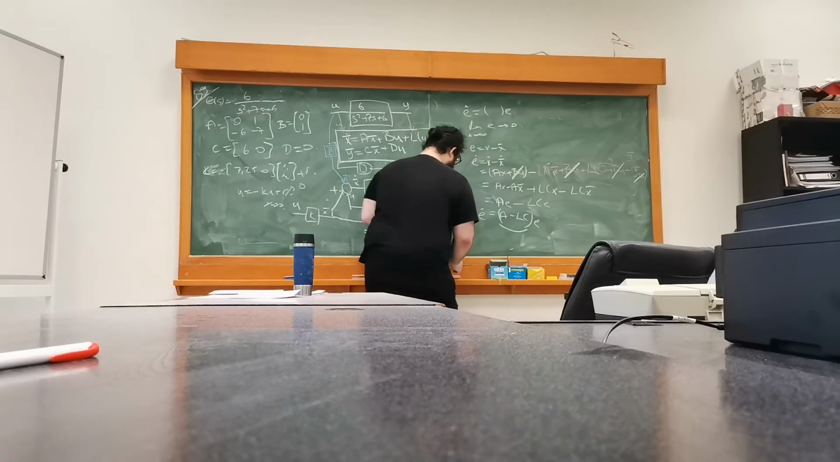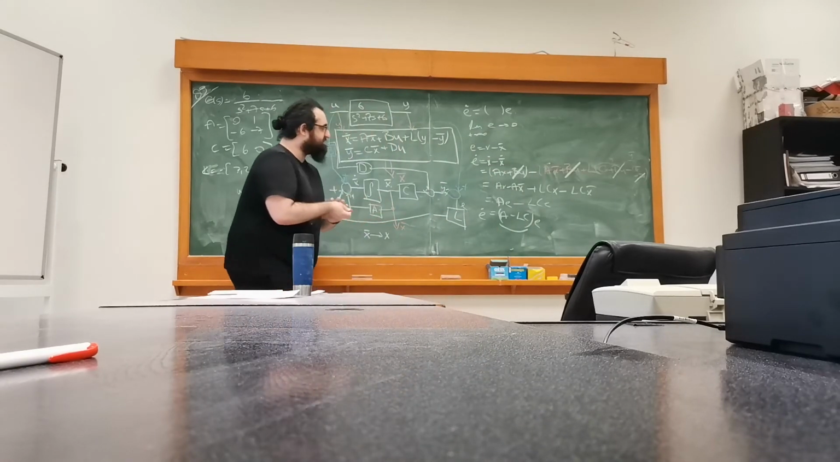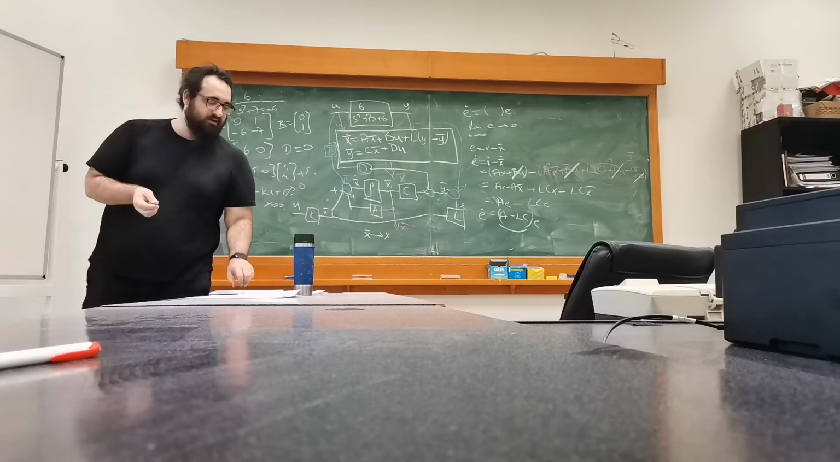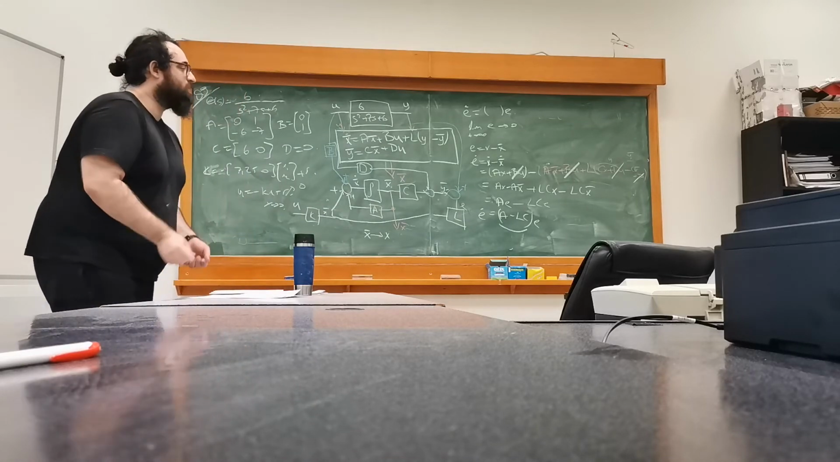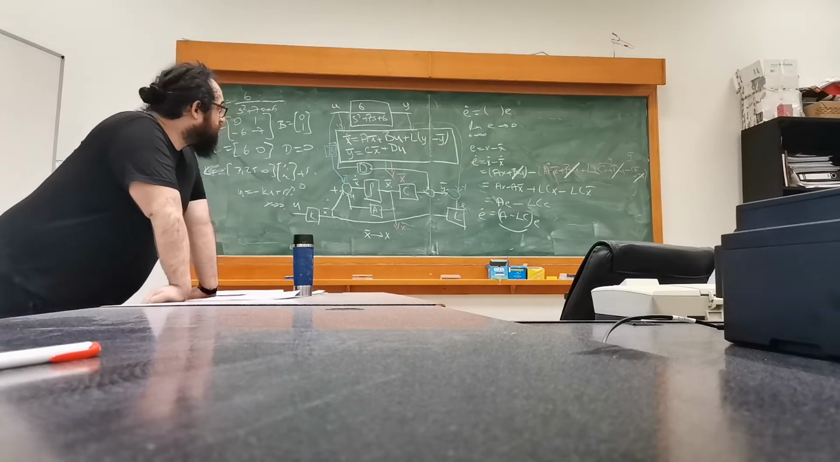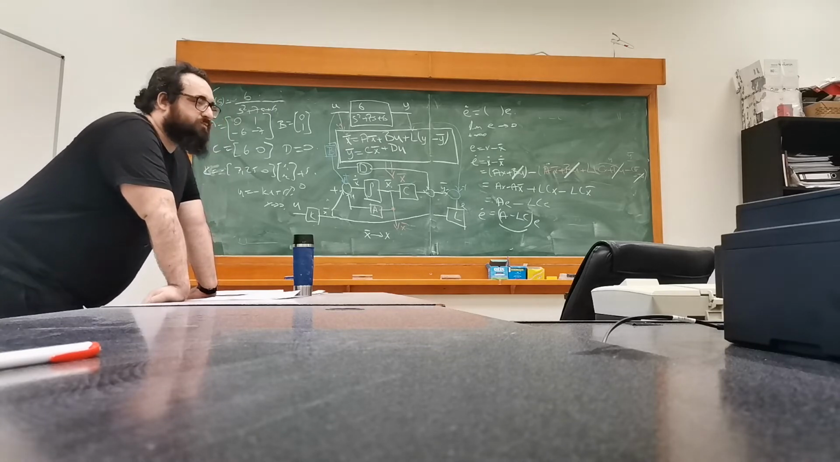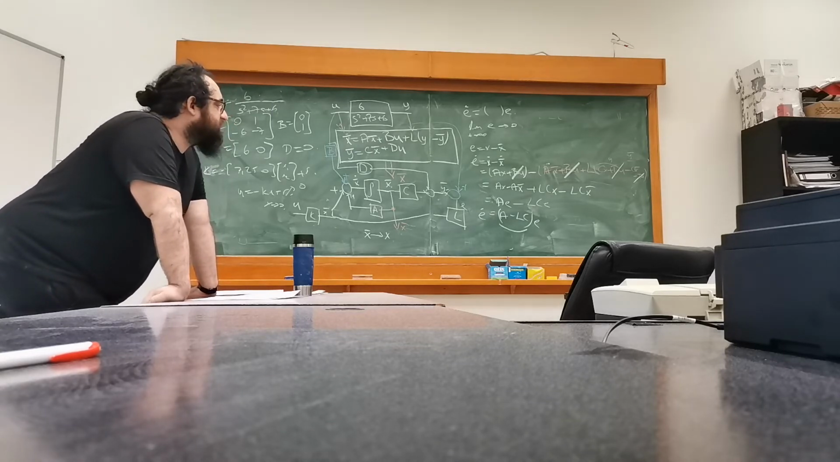If this is a stable system, an autonomous system that's stable, then e will tend to 0. If e tends to 0, x̄ will tend to x. So the observer will work if A − LC is a stable matrix.